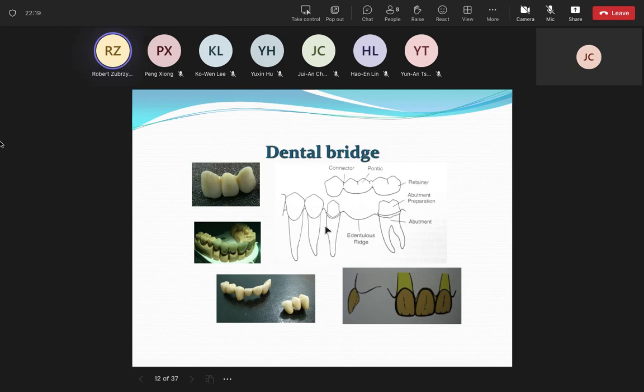Yes, and here we have a scheme. So we have a dentulous ridge next to abutment tooth or teeth, and we have a retainer, which is cemented on the abutment, and between them a pontic connected by a connector to the retainer part. And on the left side you see examples of bridges. So we have small bridge, big bridge, it depends on the case.